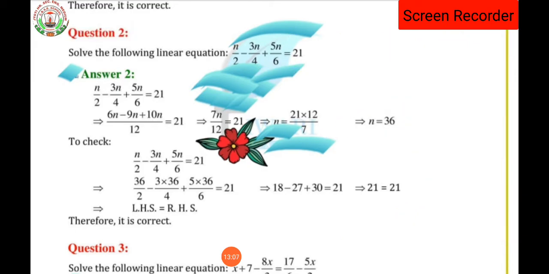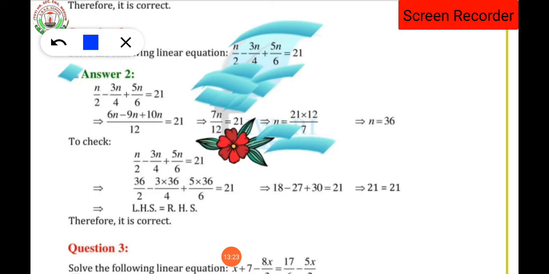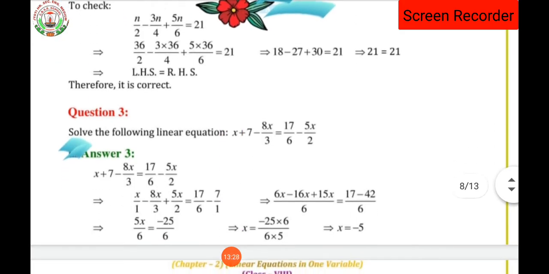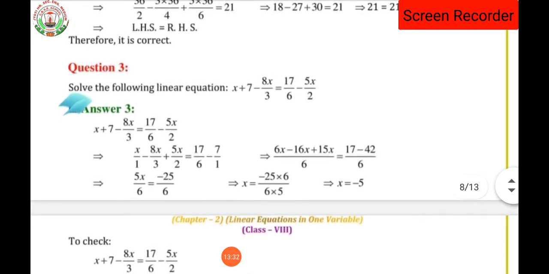Clear everyone? Again, in order to check the answer, what we have to do, student? We have to keep the value of n is equals to 36 in the question. Since in the question it is very clearly said to solve the linear equation, we are going to solve, but we are not going to substitute it. Clear? Next, if you want to substitute and see, you can see from this screen.